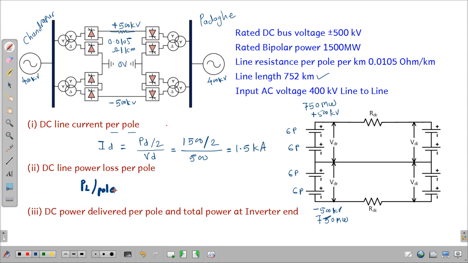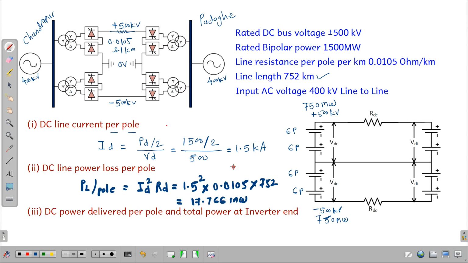Okay, so while doing the power loss per pole, the current is ID square into the resistance of the one pole, RD. So R ID square means 1.5 square multiplied by the resistance of the one pole, 0.0105 ohm per kilometer, but the length of the line is 752 kilometers. So it comes to 17.766 megawatt.